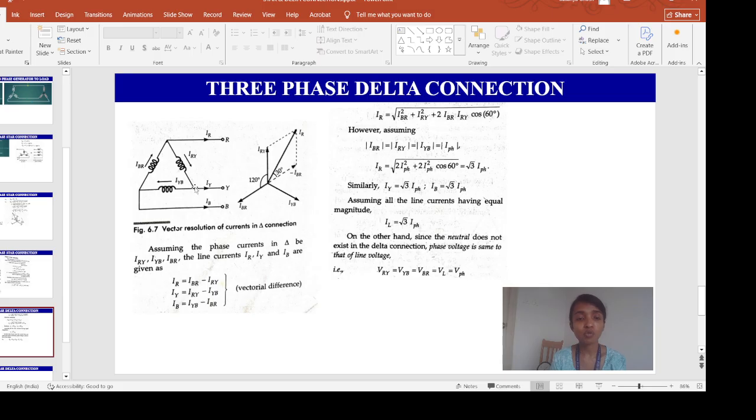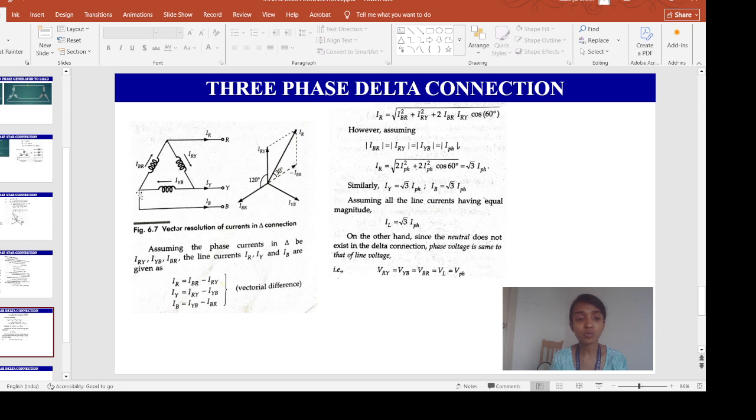Similarly, if you want to find the line current IY at this point, then what can we write? IRY equals IYB plus IY. From here you will get IY equals IRY minus IYB.